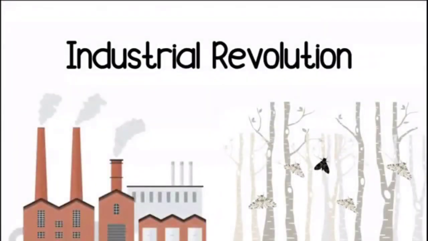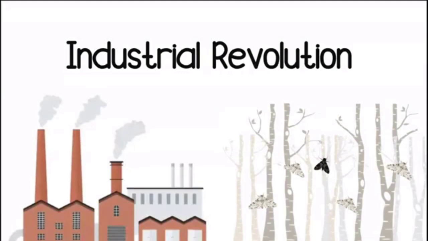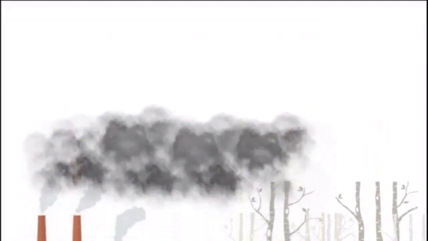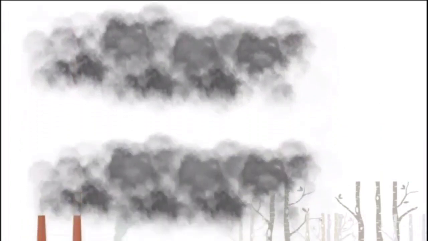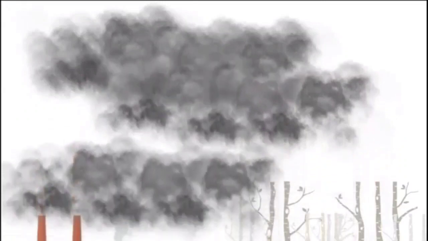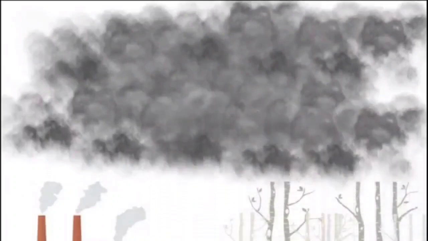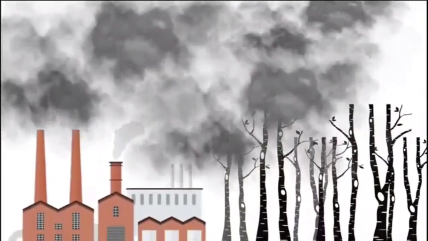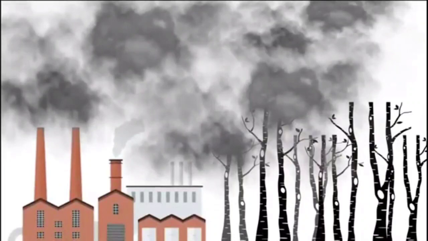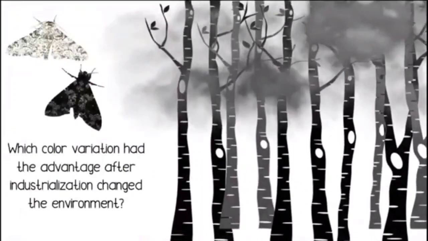In the 1800s, the Industrial Revolution took place. Manual labor was taken over by machinery. Factories began to produce goods. These factories were powered by coal. The burning of coal released a lot of pollution. Dark clouds of soot and ash lingered in the air and even settled on the trees. Over time, the once light-colored trees were covered in a layer of dark soot. Which color variation had the advantage after industrialization changed the environment?